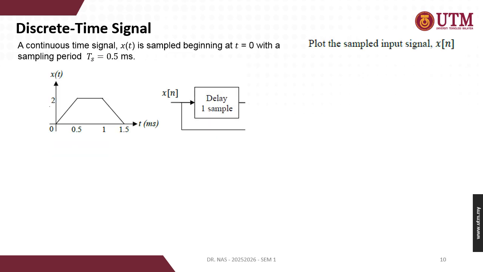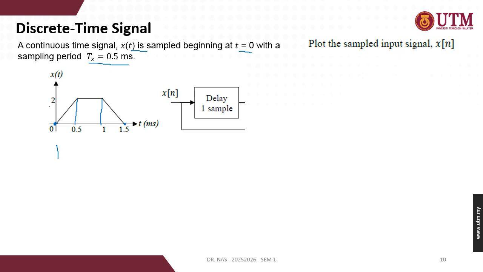Okay, next let's look at this example. A continuous time signal x(t) is sampled beginning at t equal to 0 with a sampling period of Ts equal to 0.5 millisecond. So in this case, you have already been given the Ts, the sampling period, so you can put your samples with space between the first sample and the next of 0.5 millisecond. On the given graph, you can state your first sample beginning at 0, followed by 0.5 millisecond away. So here is the next sample, and then another 0.5 millisecond difference, and also the last sample.